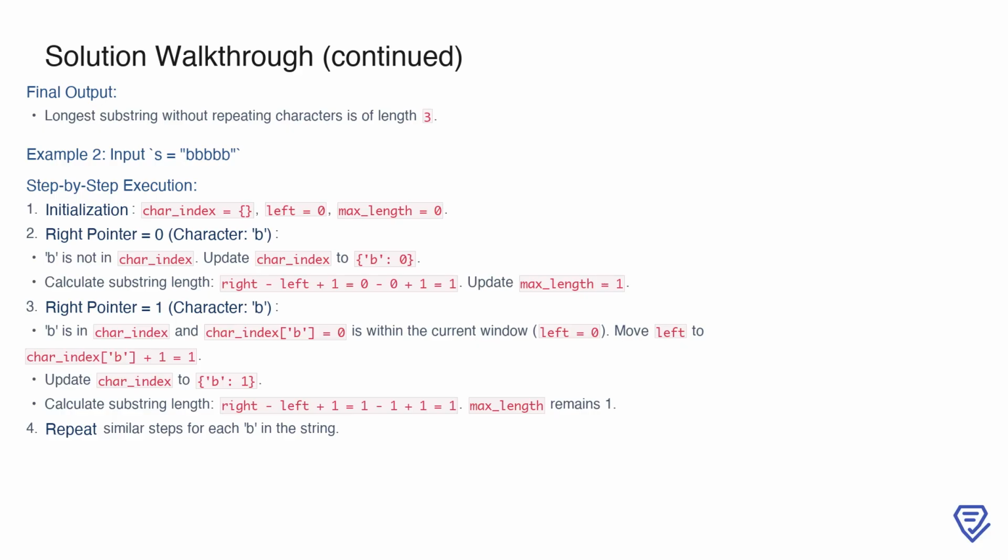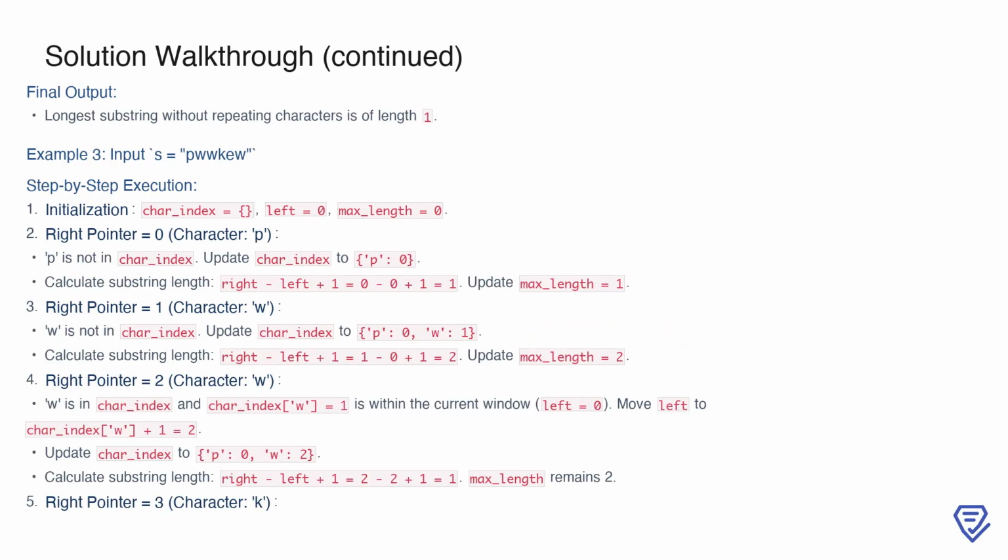This pattern repeats for each subsequent b in the string, as all occurrences of b lead to the window being reset, and the substring length remains 1 throughout. As a result, the longest substring without repeating characters here is of length 1. For the input s equals pw, we again initialize char_index as an empty dictionary, left at 0, and max_length at 0. At right equals 0, the character is p.